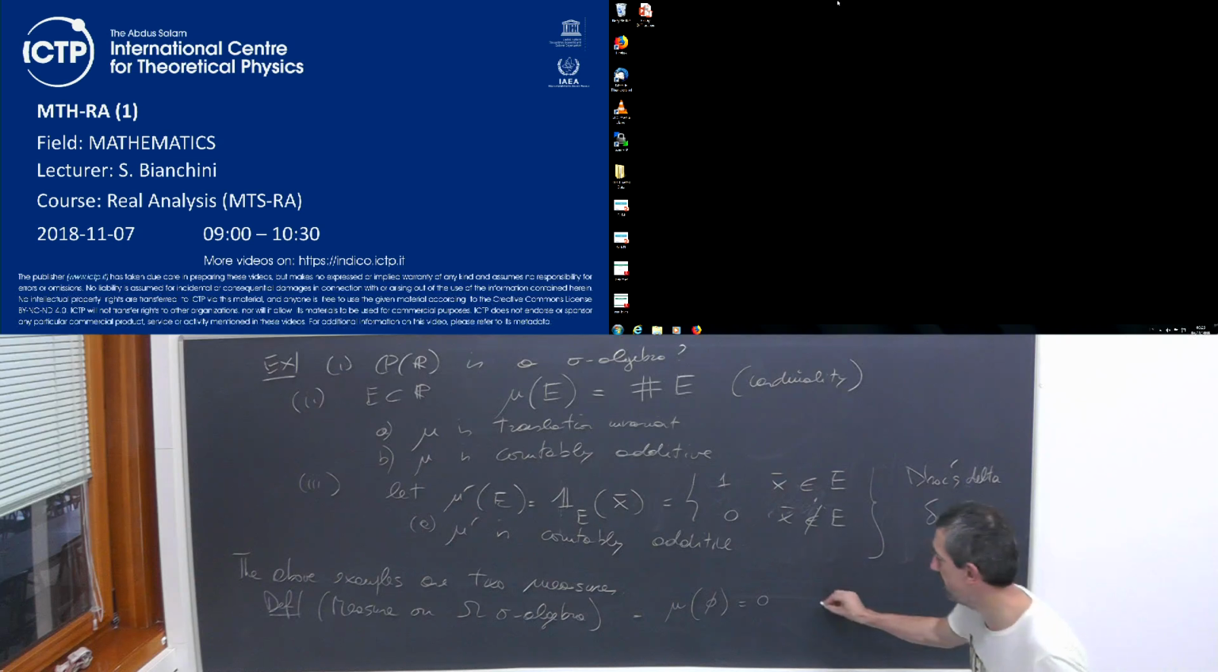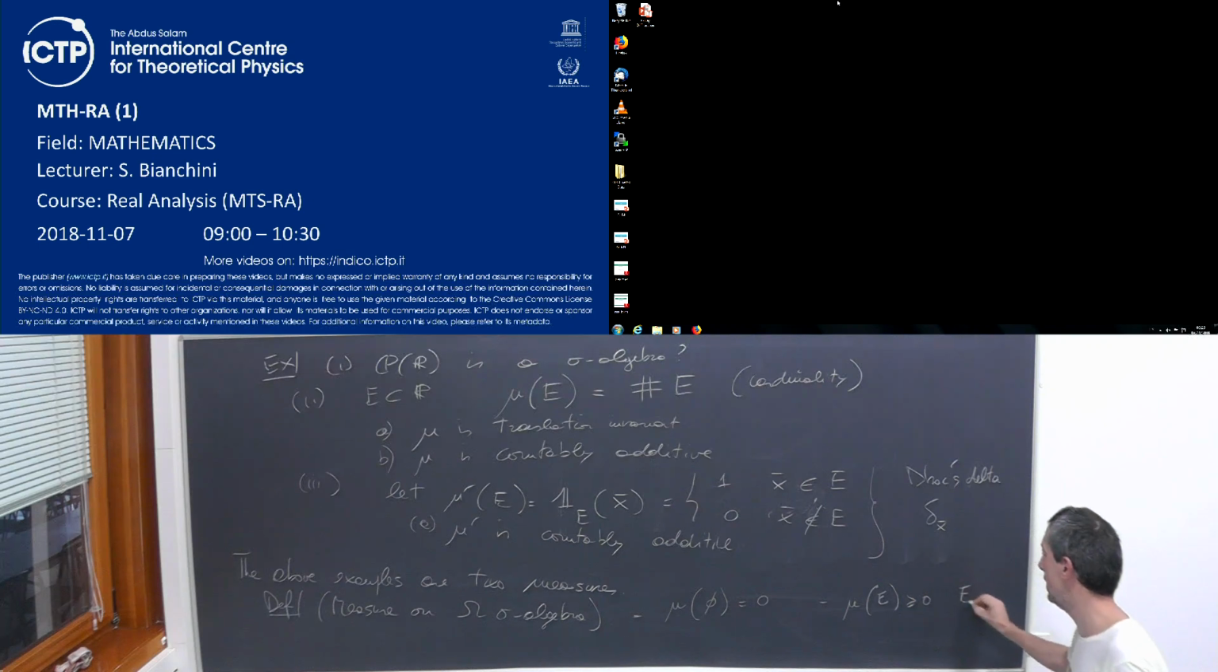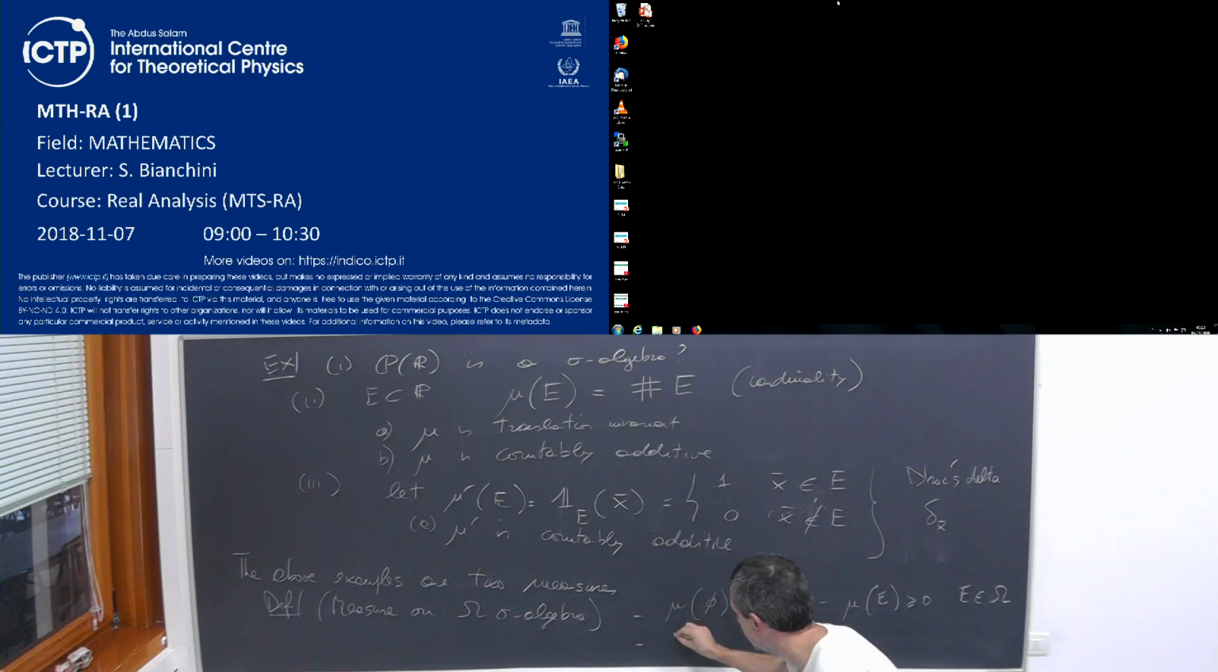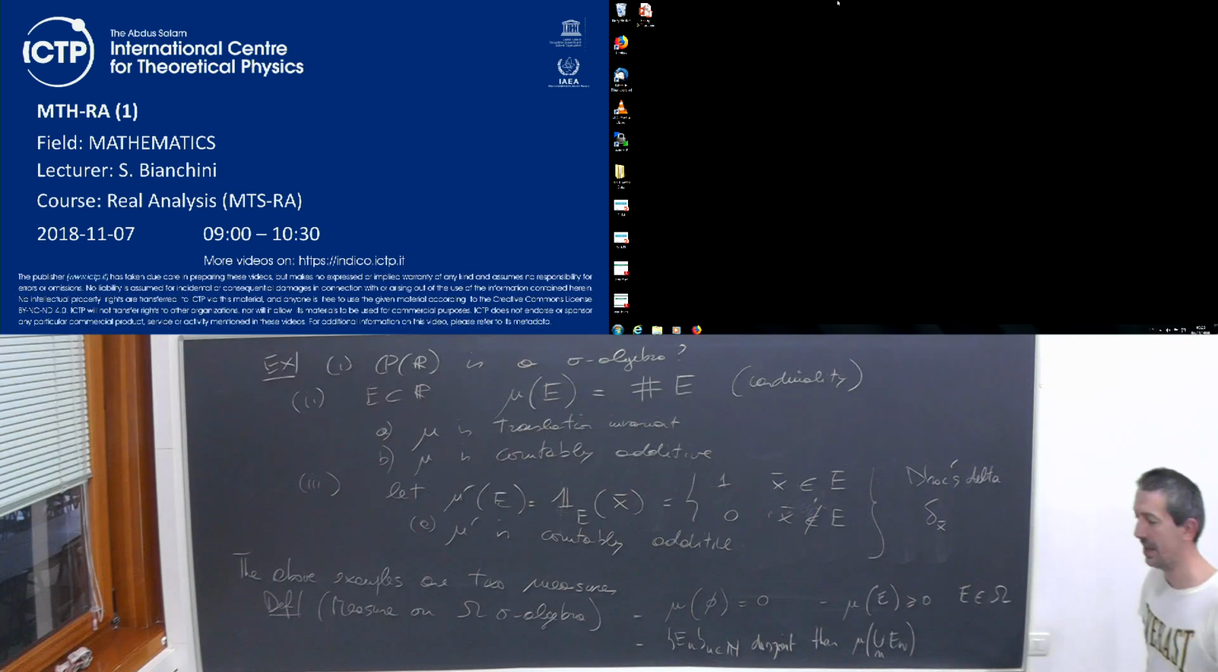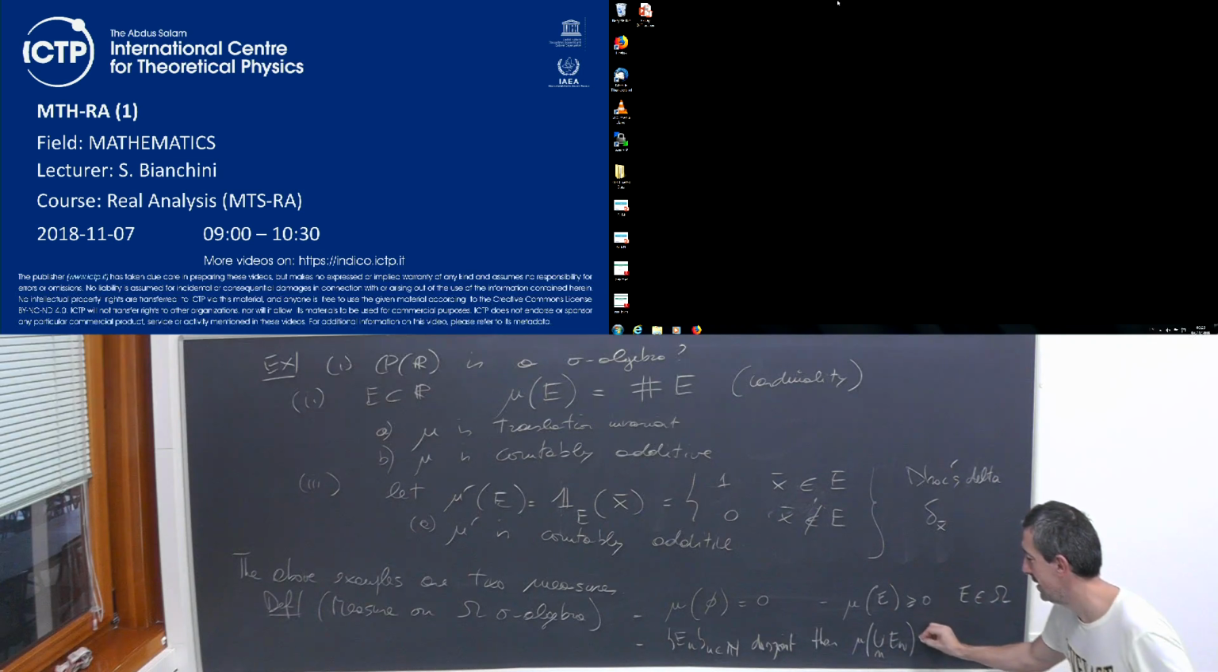And for us it's positive, so mu of E is greater or equal than 0 for E in the sigma algebra. And finally, the countable additivity. If E_n are disjoint, then the measure of the union of E_n is equal to the sum of the measures of E_n. And since the objects are positive, this is absolutely convergent. So I need to define how to sum.